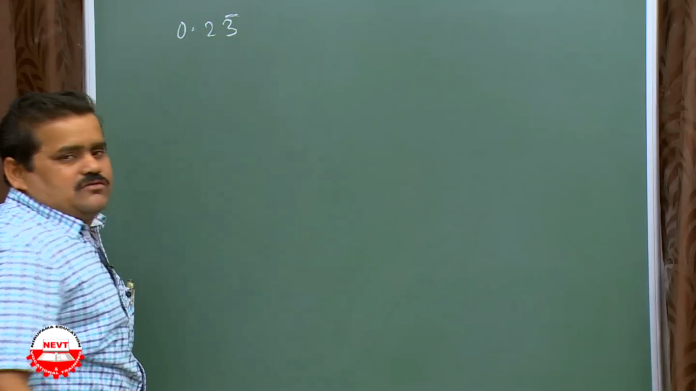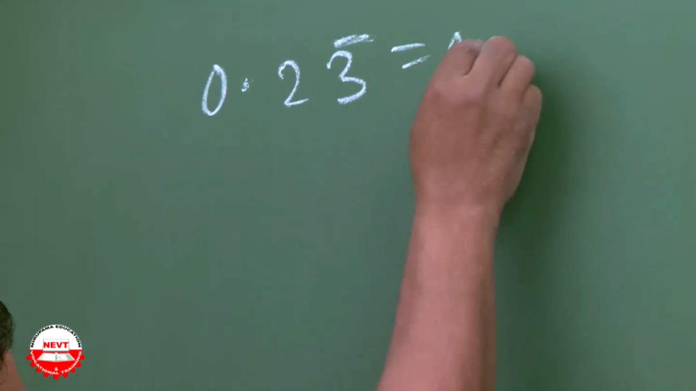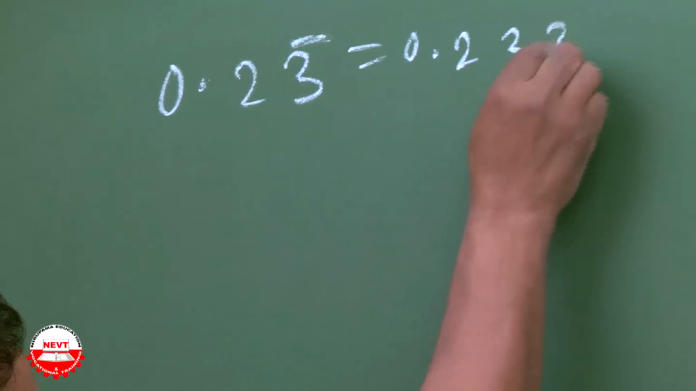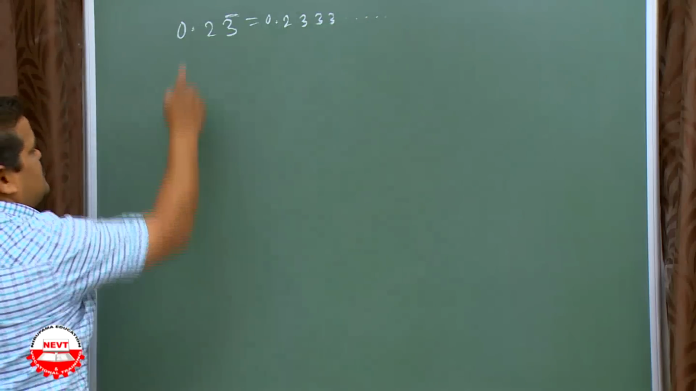Is it okay? How to convert this? So this is 0.23, then 3 is repeated. It's okay? So how to solve this pattern?